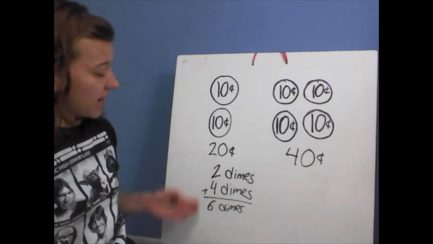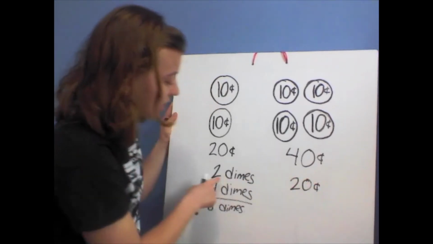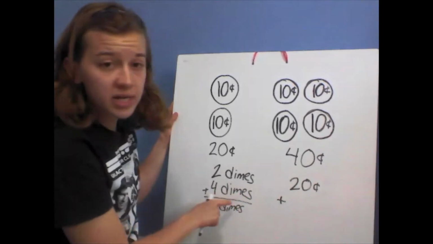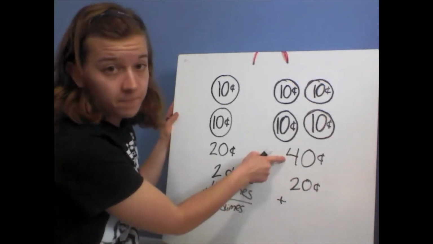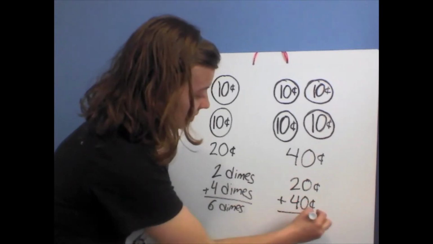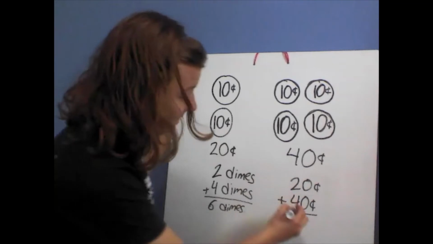So instead of writing it like this, we can say 20 cents because we know 2 dimes equals 20 cents, plus 4 dimes, which equals 40 cents, equals 6 dimes, which equals how much? 60 cents.